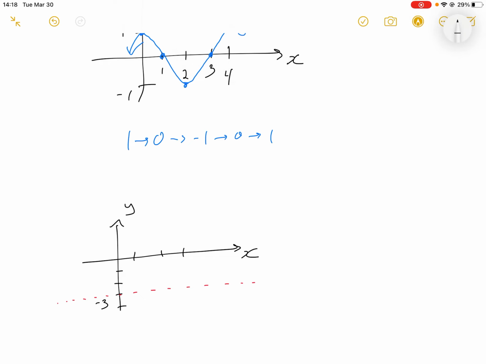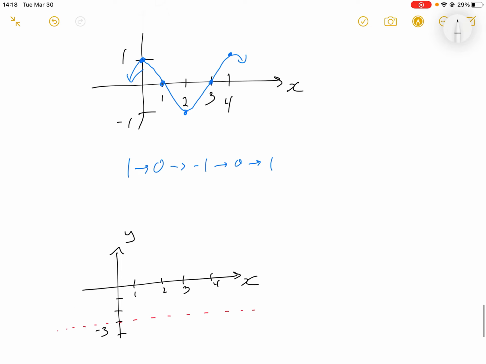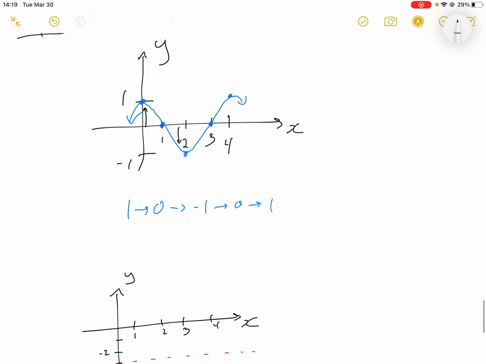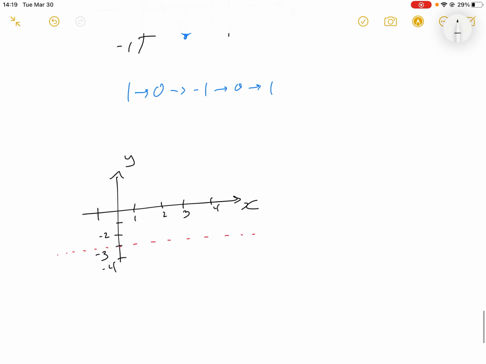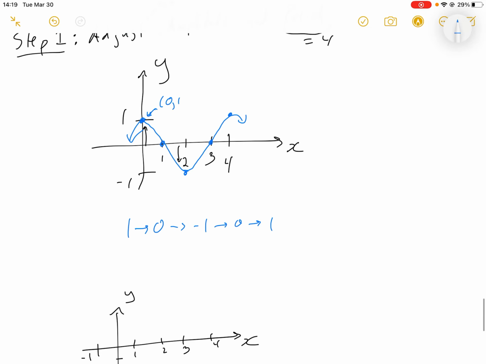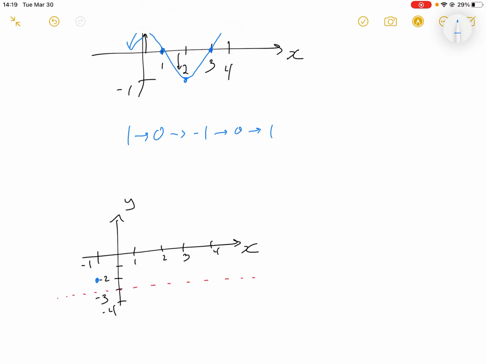My axes I adjusted in the previous part, so I already know that I'm going to go 1, 2, 3, 4. From the midline, I go up 1 and also down 1. So we're going to have to go up 1 to -2 and down to -4. I'm also going to have to shift it to the left 1. So that first point, which is currently 0, 1, is going to go left 1 and then down 3. So it's going to be right here.